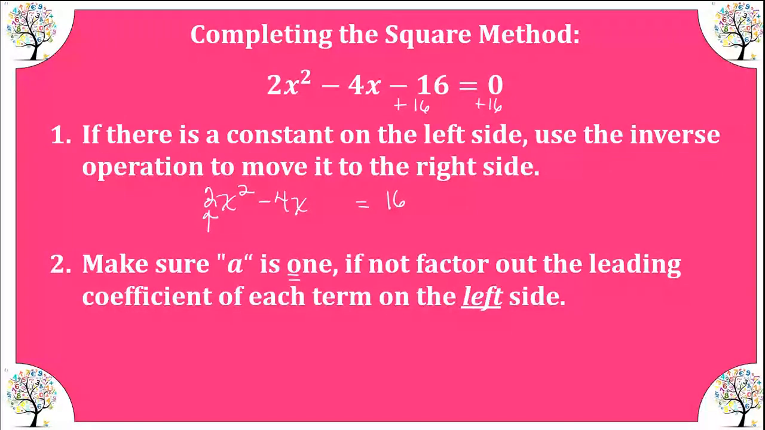So I need to factor out this 2 just on the left side. So I'm going to factor out a 2, and I have x squared minus 2x equals 16. Now notice, I did not factor the 2 out of this 16. You only factor out the a value on the left side, and you only factor it out if a is not 1. If a had already been 1 and it was just 1x squared, I would not have to do step number 2.